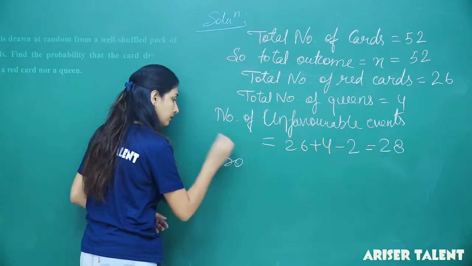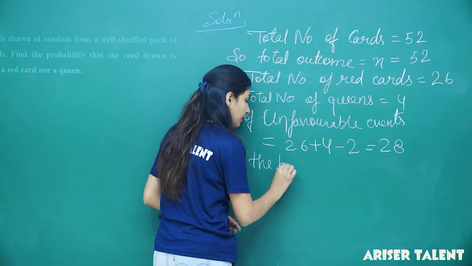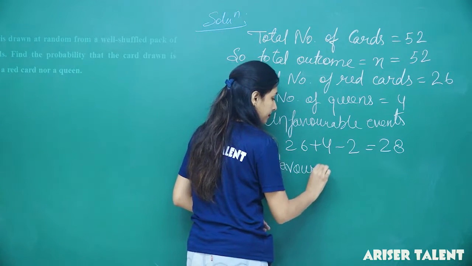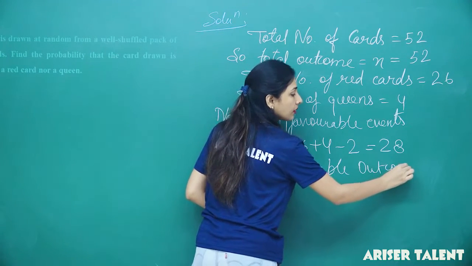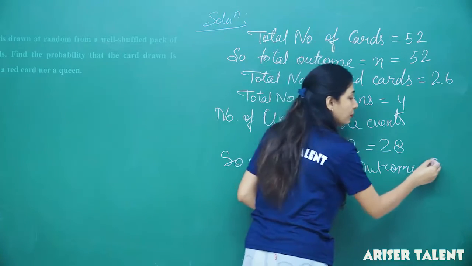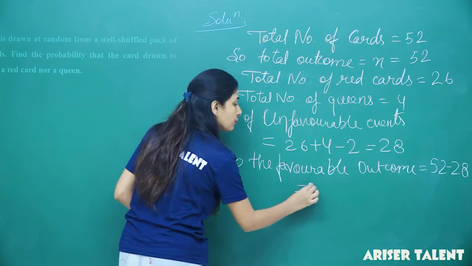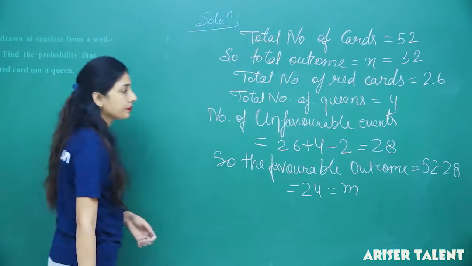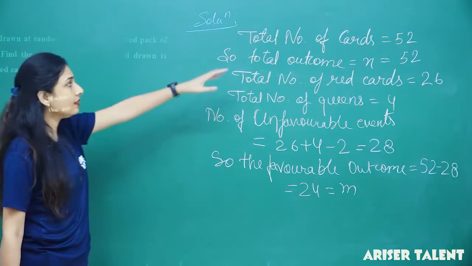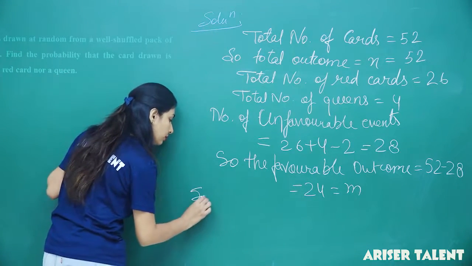So the favorable outcome will be simply 52 minus 28, that is equal to 24, that is equal to M, right? So that is your N, that is your M. So what are you waiting for?